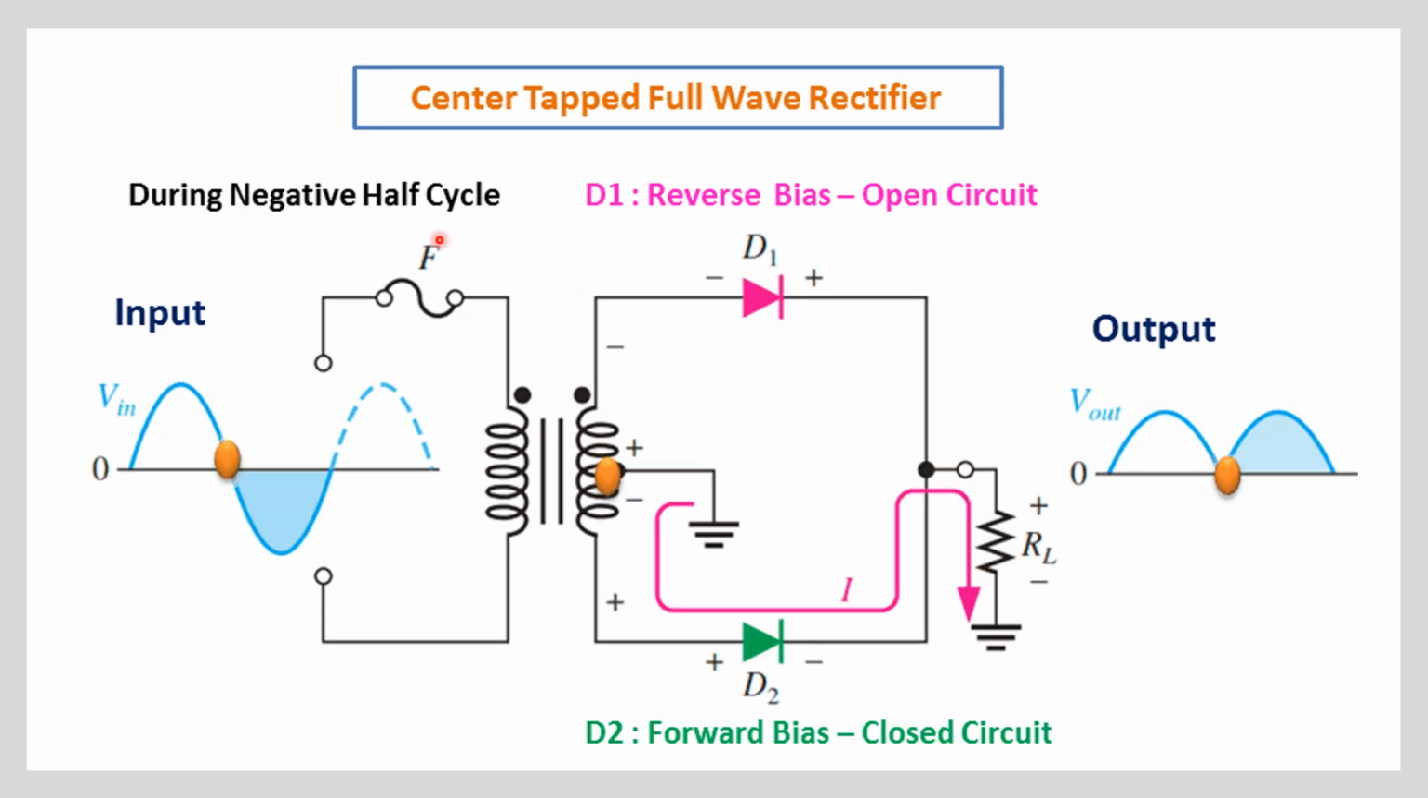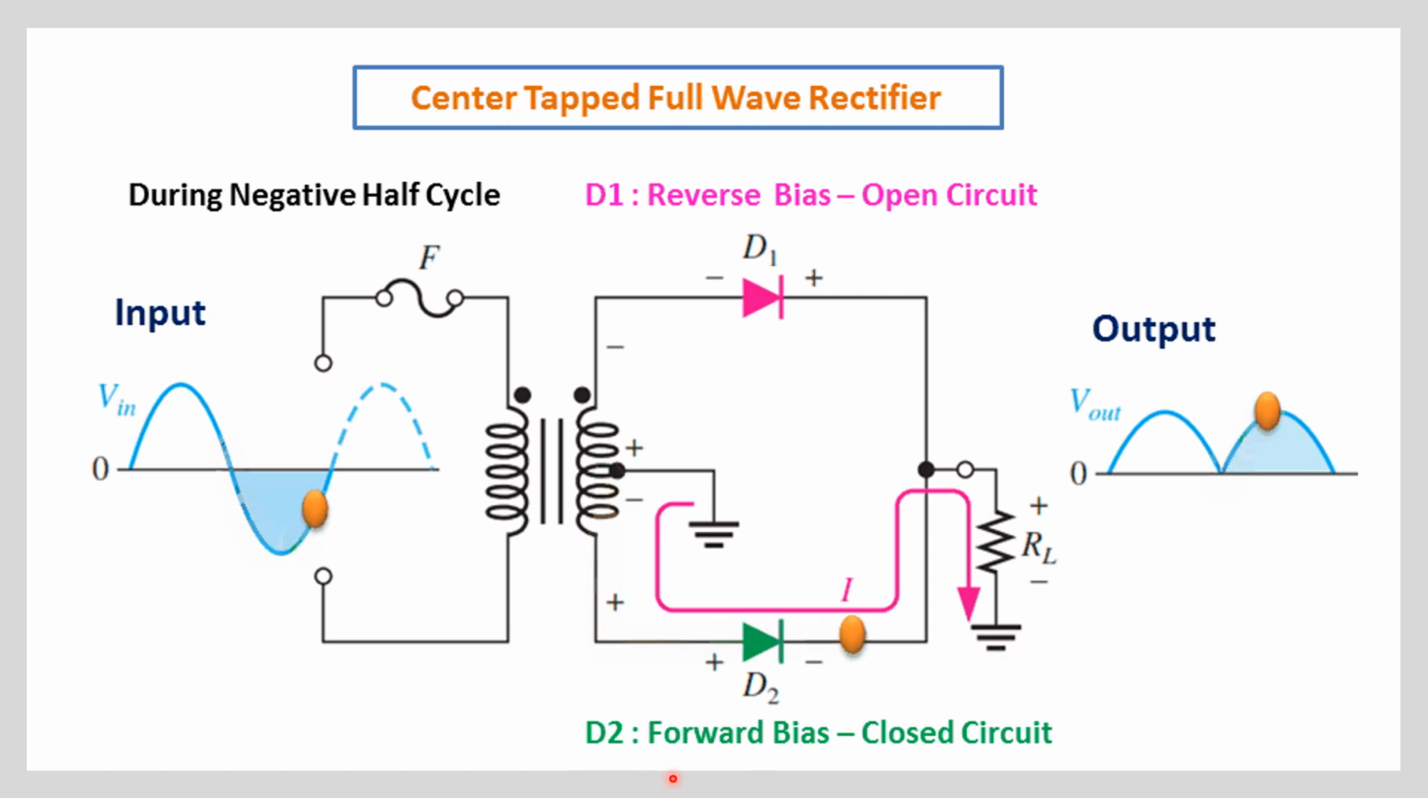So during the negative half cycle, the upper secondary is negative, the lower is positive. So diode D1 is reverse biased, an open circuit, and at diode D2 the positive appears at the anode. So diode D2 is forward biased, that is, a closed circuit. Now for the negative half cycle, the current will flow through diode D2, through RL and back to ground, right?